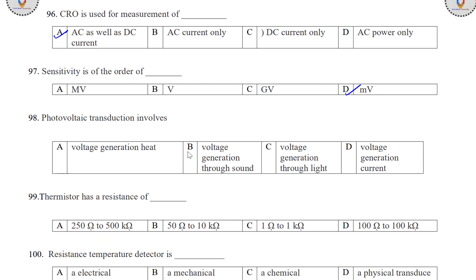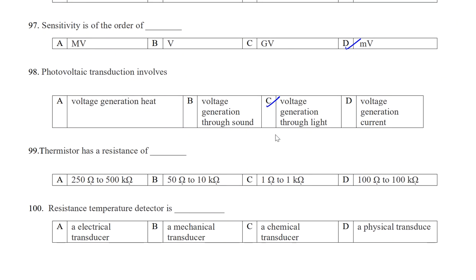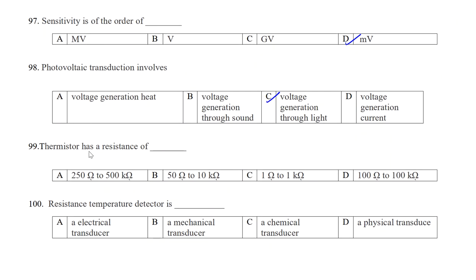Next one, photovoltaic transducers involve voltage generation through light here. Okay, next question. The thermistor has a resistance of 100 to 100 kilo ohms. So answer is D here.